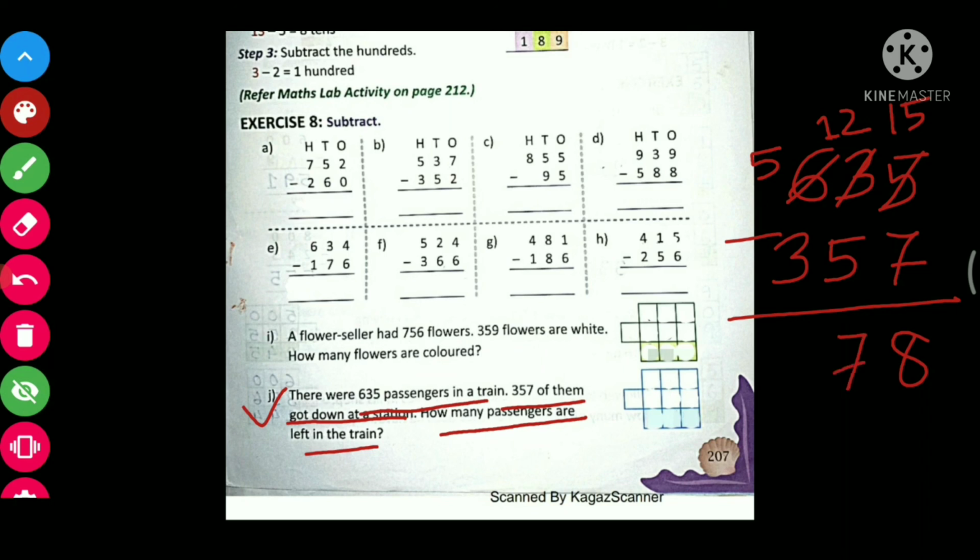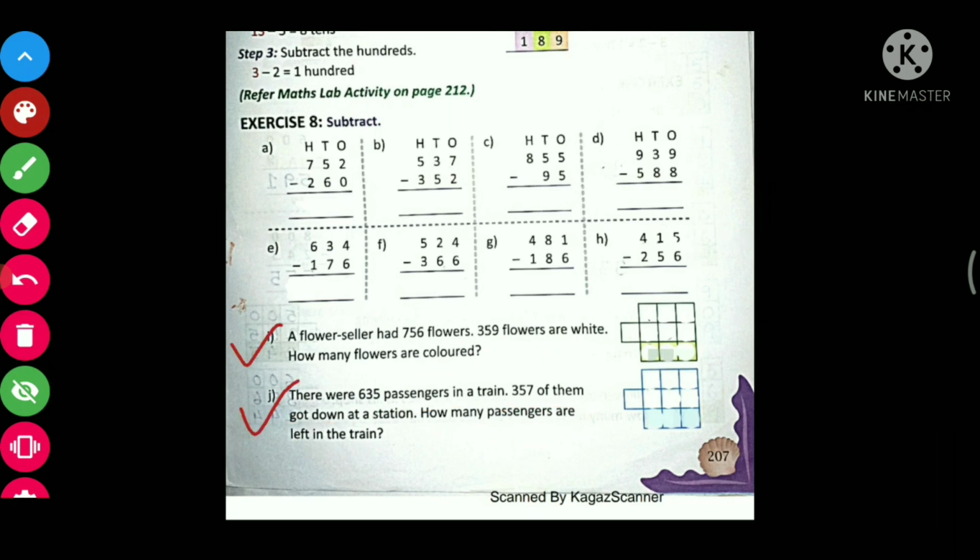7. Right? Okay. Now see, in 100 place 5 minus 3 is there. So just imagine 5 lines and now just cut 3 of them. How many lines will be left behind? 2. So your answer will be what? 278. So the number of passengers that are left in the train, 278 passengers. Okay. So I and J parts also, you have to do these two in your classwork copy.